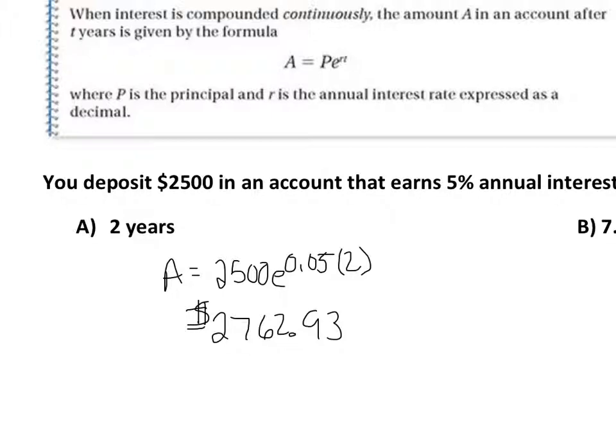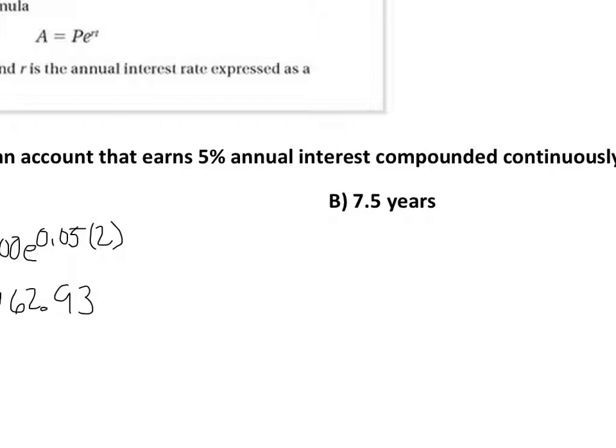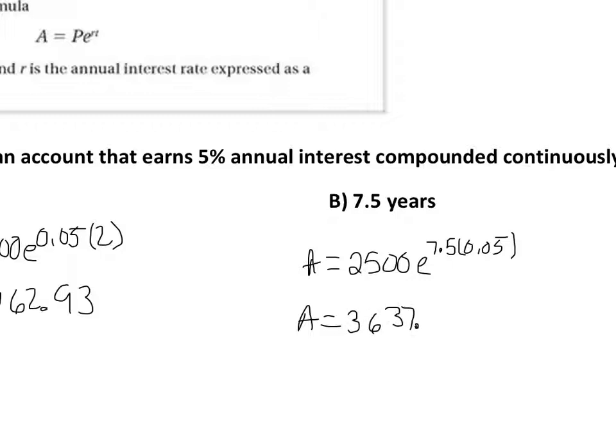So, let's look at the next example. 7.5 years. So it would be A equals $2,500 times e to the 7.5 times 0.05. Calculate that and you get A equals $3,637.48. So be ready to use these equations and calculate e and things in class tomorrow. See you then.